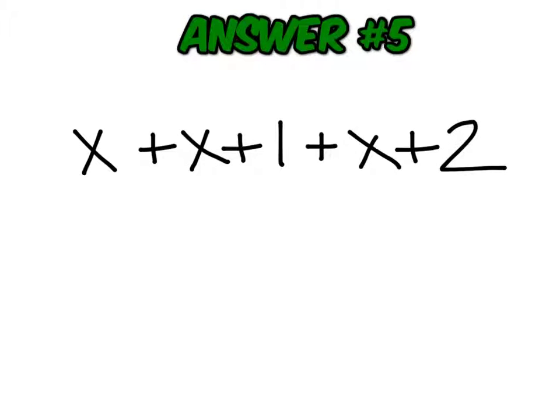On number 5, if you have 3 consecutive integers and you add them up, you would have the first one, which you don't know, is x, and then the next one after it has to be 1 higher, so you would put x plus 1, and the next one after that would be x plus 2. You could simplify this even further and have 3x plus 3. That would also be the sum of 3 integers.